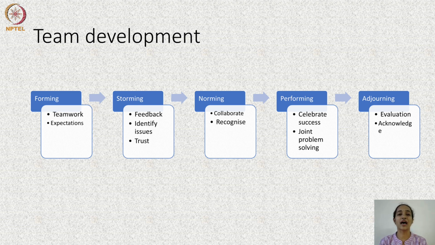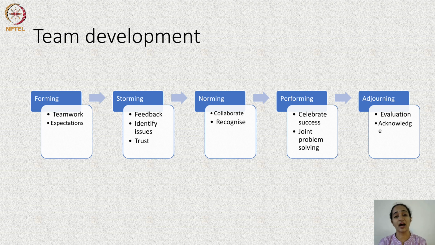The next phase is that of the performance phase. The performance phase is when the team becomes a truly cohesive unit. There is true joint problem solving and members celebrate their success whenever they achieve small milestones. Also, team members set aside their individual priorities so that the team can move towards the team goal.